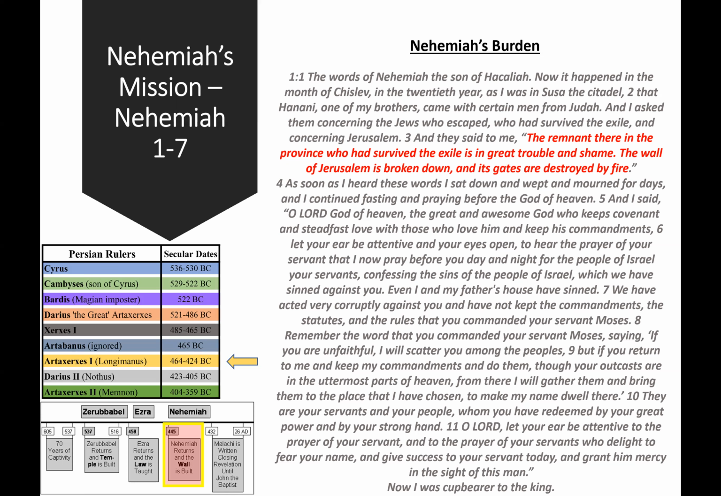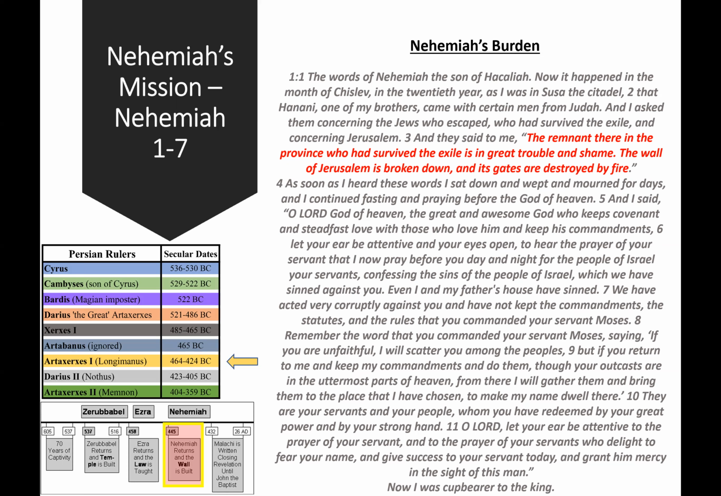They are your servants and your people, whom you have redeemed by your great power and by your strong hand. O Lord, let your ear be attentive to the prayer of your servant and to the prayer of your servants who delight to fear your name. And give success to your servant today, and grant him mercy in the sight of this man. Now I was cupbearer to the king.